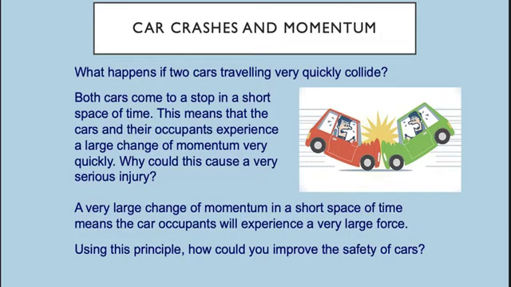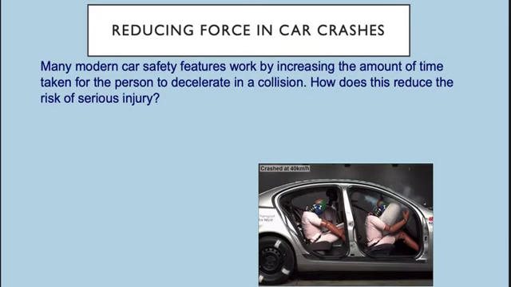Well, there's a number of things that cars have got as safety things in their cars, which we use this whole theory because of. So many modern car safety features work by increasing the amount of time taken for the person to decelerate in a collision. How does this reduce the risk of injury?